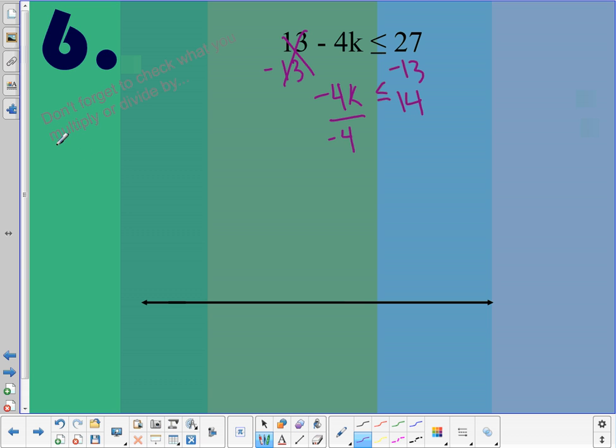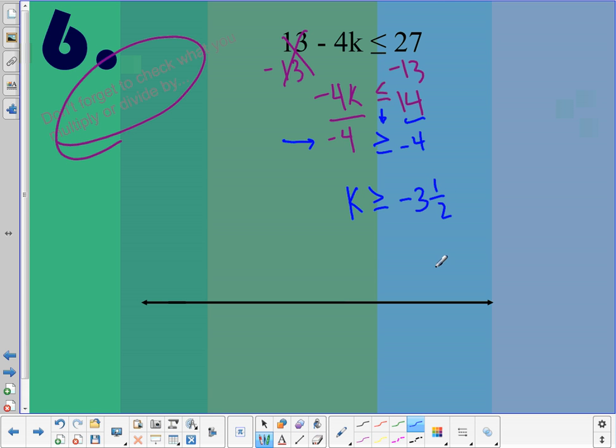And again, don't forget to check what you're dividing by. I'm dividing by a negative here, so that means my sign is going to go from less than or equal to now greater than or equal to. And that's 14 divided by 4, so I get k is greater than or equal to 14, oops, that's a negative 4 there. 14 divided by negative 4 is going to give me negative 3.5. And you can plug that into your calculator to help you with that, or you can use your fraction rules and simplify that way. 4 goes into 14 3 times. You have 2 left over. 2 out of 4 is a half, and there you go.